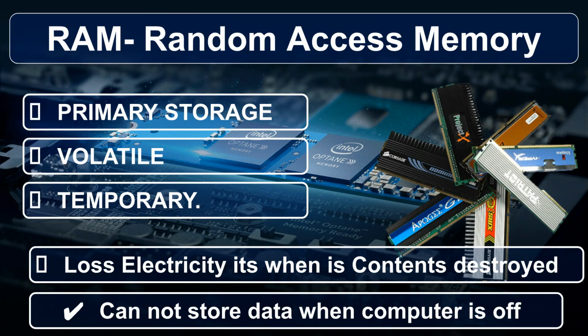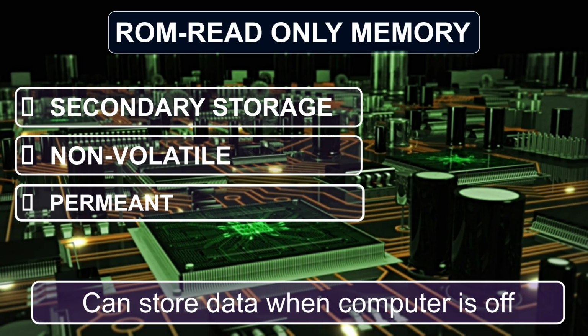RAM, or random access memory, is volatile primary storage. It is temporary and cannot store data when the computer is off. Losing electricity results in the destruction of its contents. ROM, or read-only memory, is non-volatile secondary storage. It is permanent and can store data even when the computer is off.